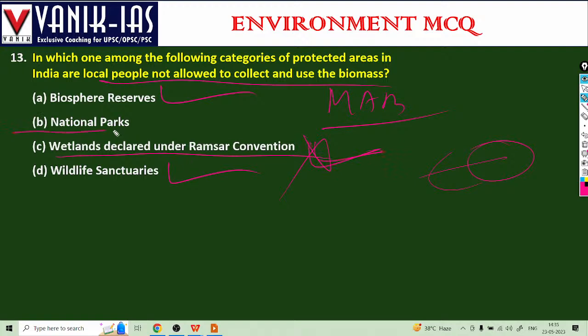If anything is not allowed, it is national park. National park has core areas and buffer areas. In those areas, local people are not allowed to collect and use the biomass in the case of national park. So B is the answer. Okay.